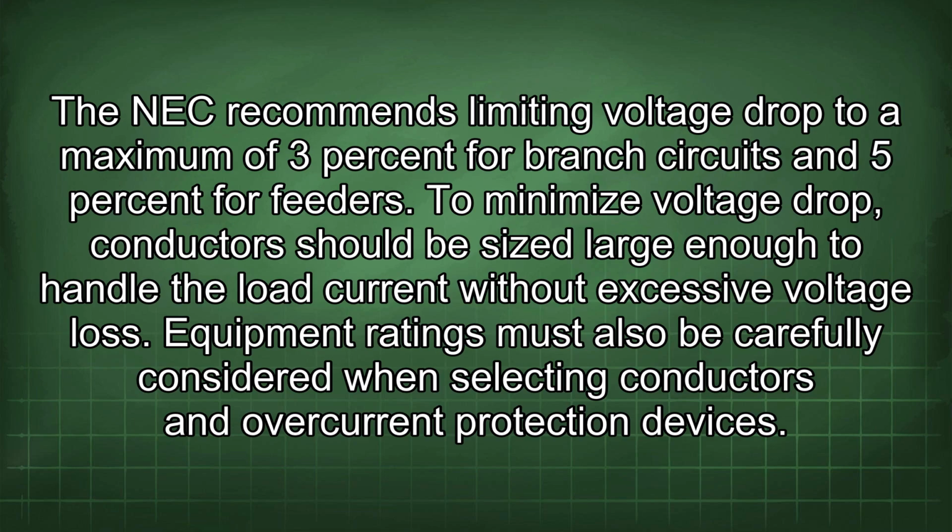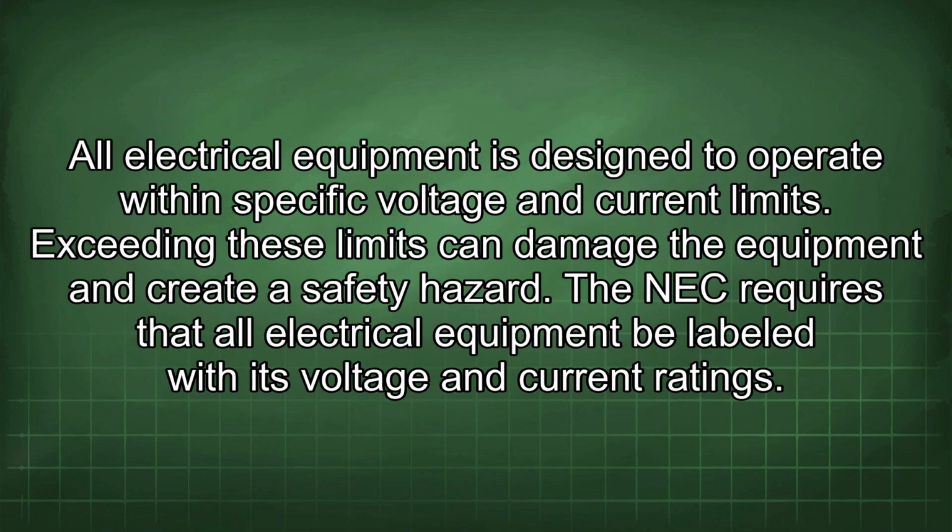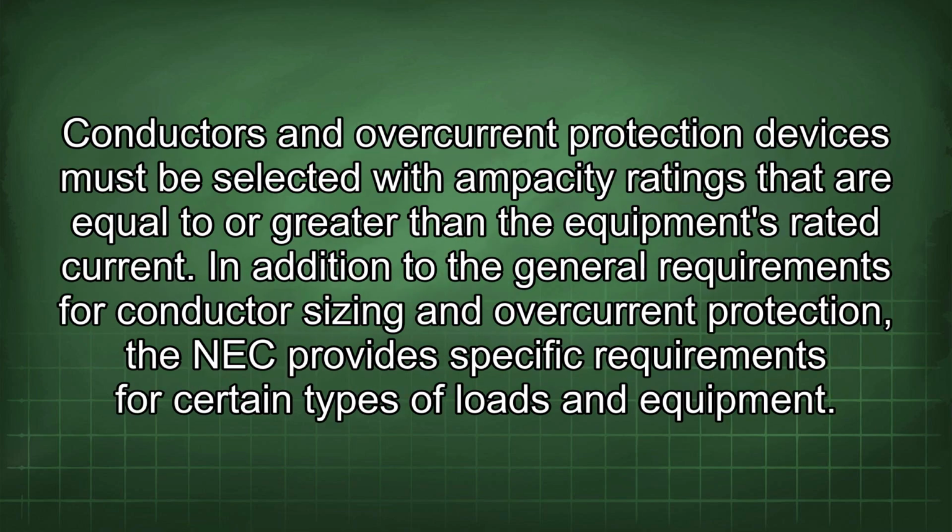Equipment ratings must also be carefully considered when selecting conductors and overcurrent protection devices. All electrical equipment is designed to operate within specific voltage and current limits. Exceeding these limits can damage the equipment and create a safety hazard. The NEC requires that all electrical equipment be labeled with its voltage and current ratings. Conductors and overcurrent protection devices must be selected with ampacity ratings that are equal to or greater than the equipment's rated current.